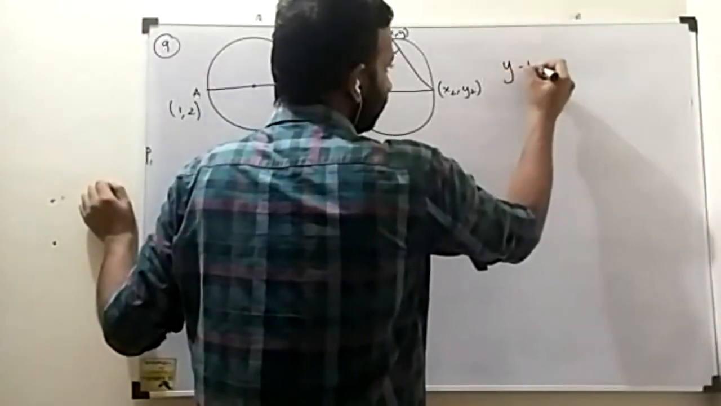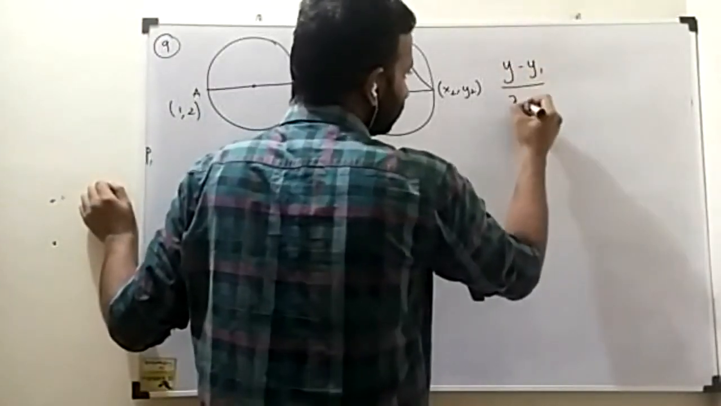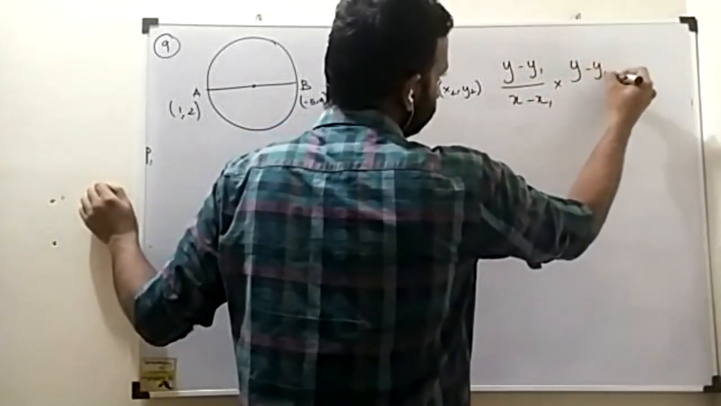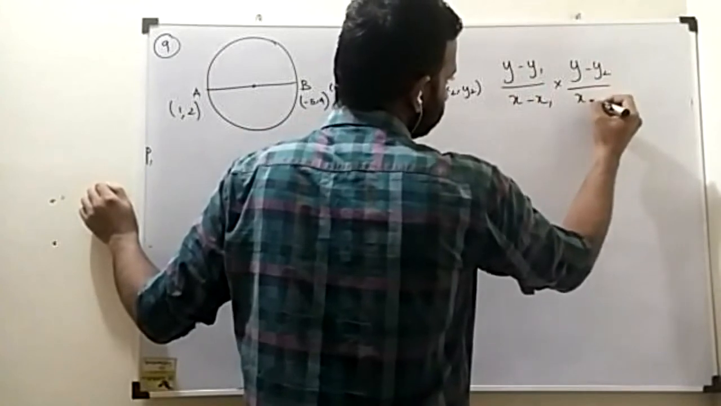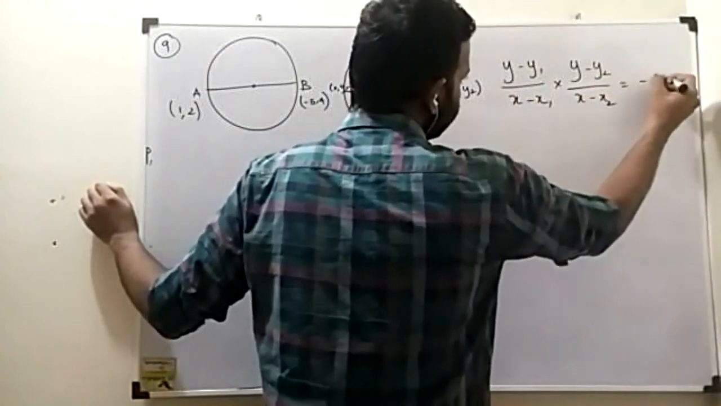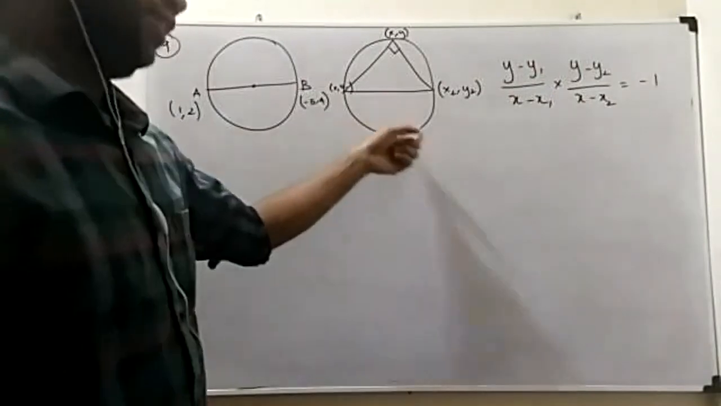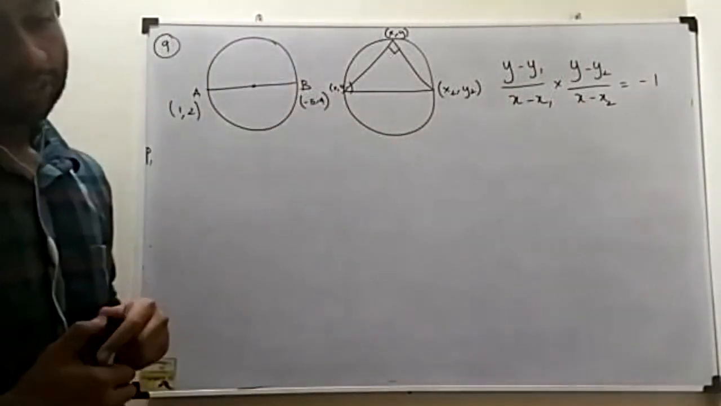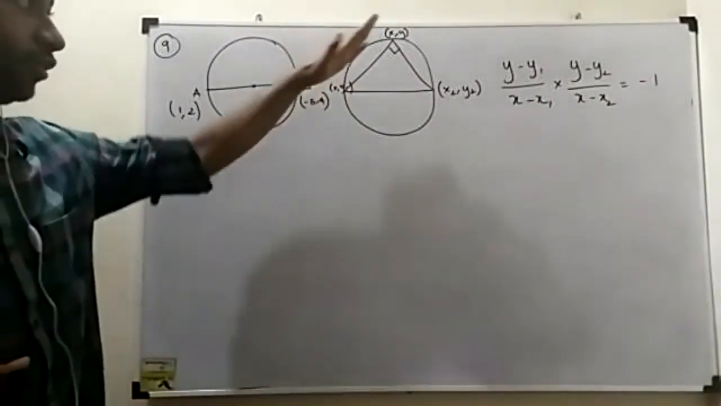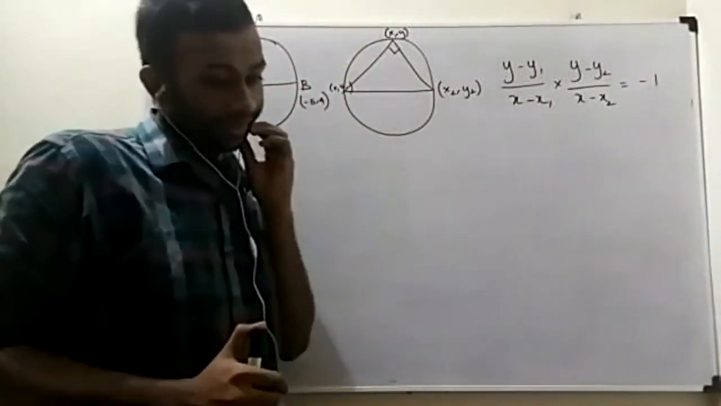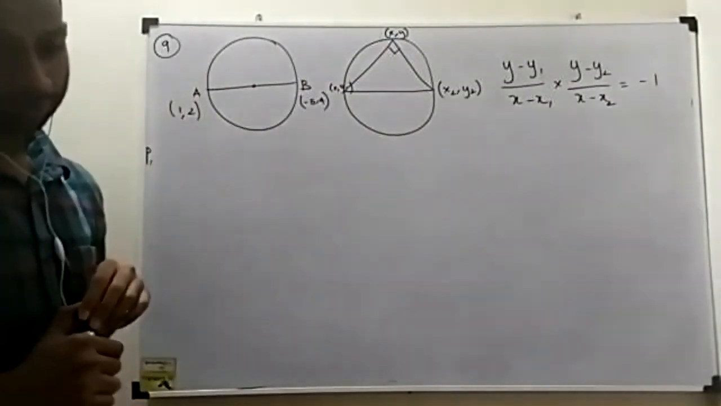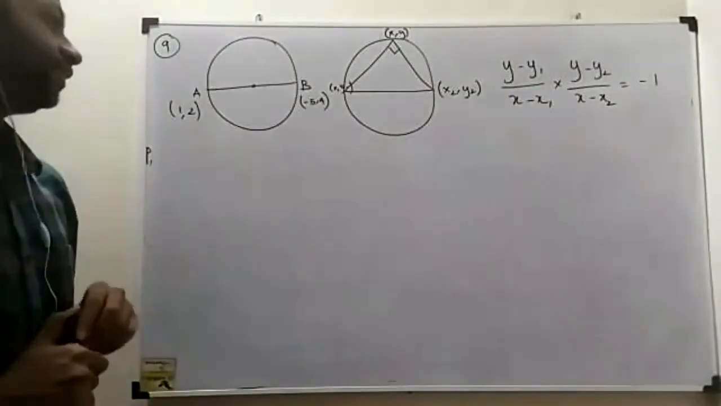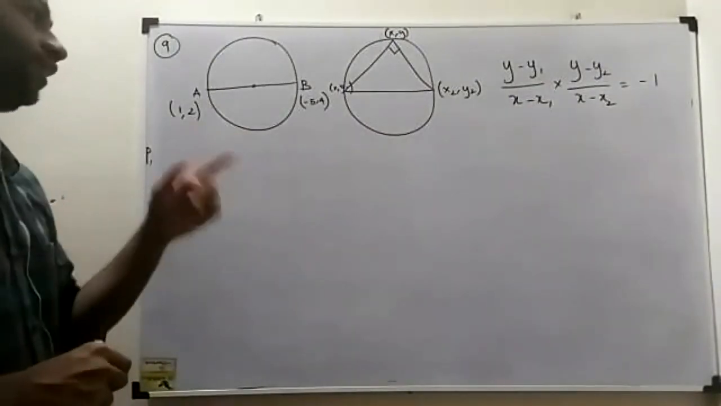(y minus y1) divided by (x minus x1), multiplied by (y minus y2) divided by (x minus x2), is equal to minus 1. This is the theory. I think you proved it in the straight line section. If there are two lines that are perpendicular to each other, the gradients multiplied will give minus 1. So by using this equation in this sum, we can find the equation of the circle.